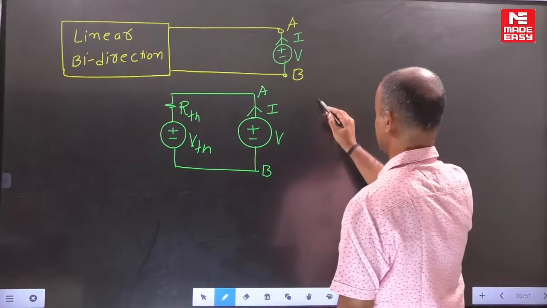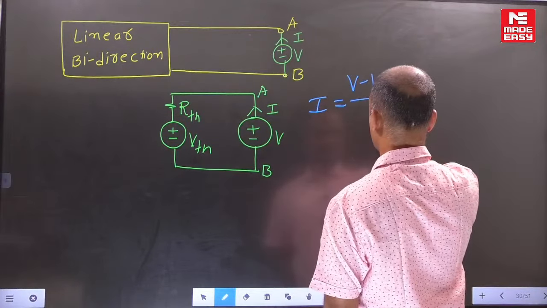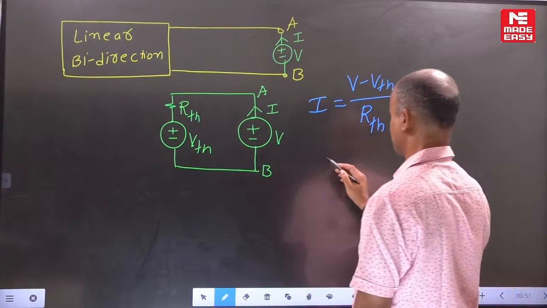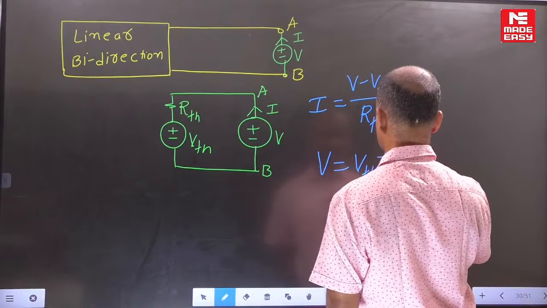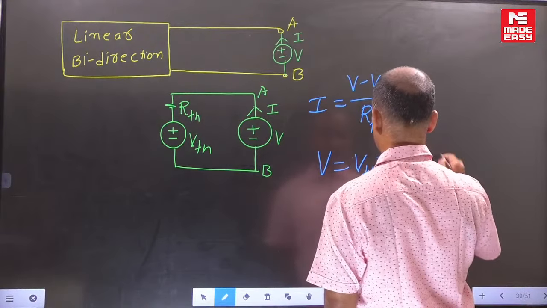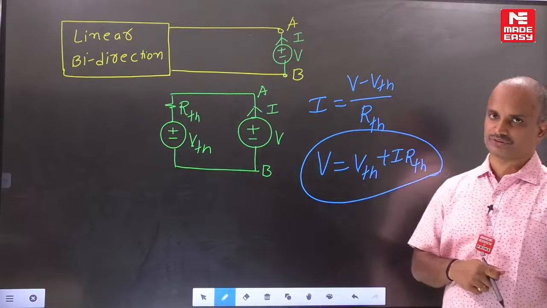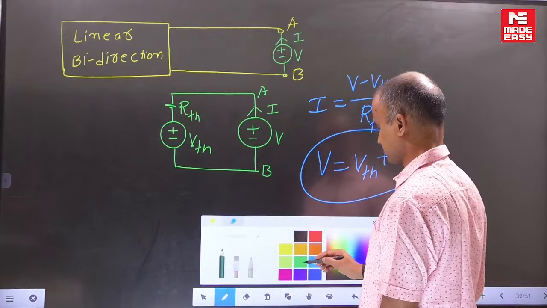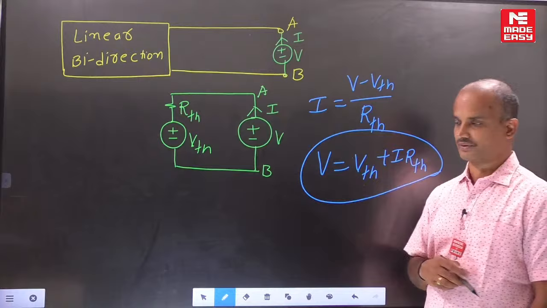Now if you rearrange this equation, I equals V minus V Thevenin's by R Thevenin's. From this, by rearranging, we can write V equals V Thevenin's plus I R Thevenin's. That means, sir, by simplifying the network, finally you obtain the general equation. From this general equation, now you can conclude the V Thevenin's value and R Thevenin's value.